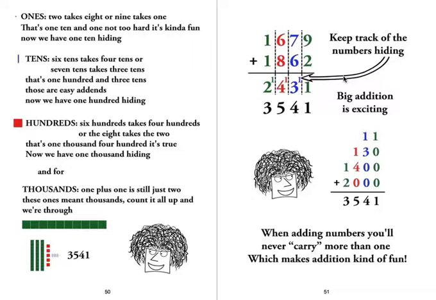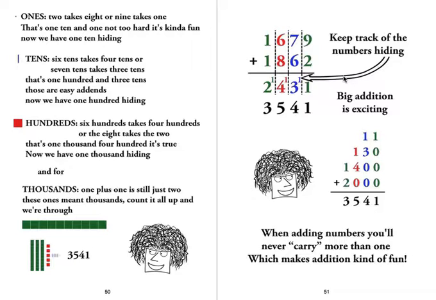Okay, 1 takes 8 or 9 takes 1. That's 10, not too hard. It's kind of fun. Now we have 10 hiding. So what we're going to do is uncover where they're hiding. Tens, 6 tens takes 4 tens, or 7 tens takes 3 tens. See, it's the same pattern. It's just now we're talking about tens instead of units. That's 10 tens. Those are easy add-ins.